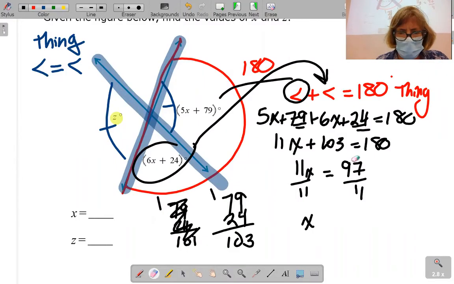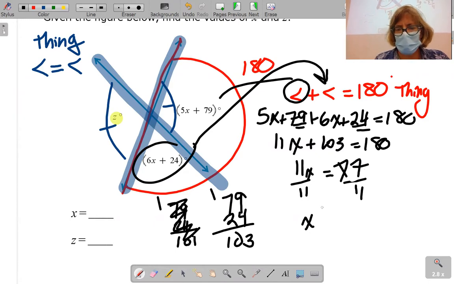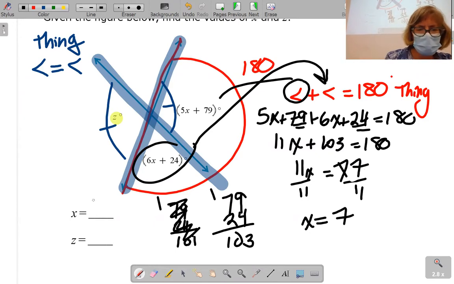All righty here. Made a little mistake there. That's 77, of course. And so x equals 7. So here we go. Very important that you actually learn to plug stuff back in.